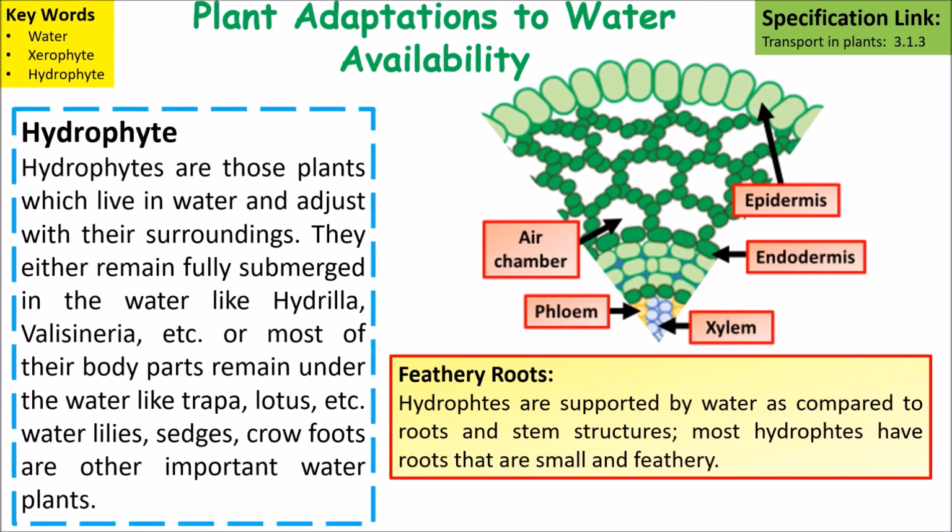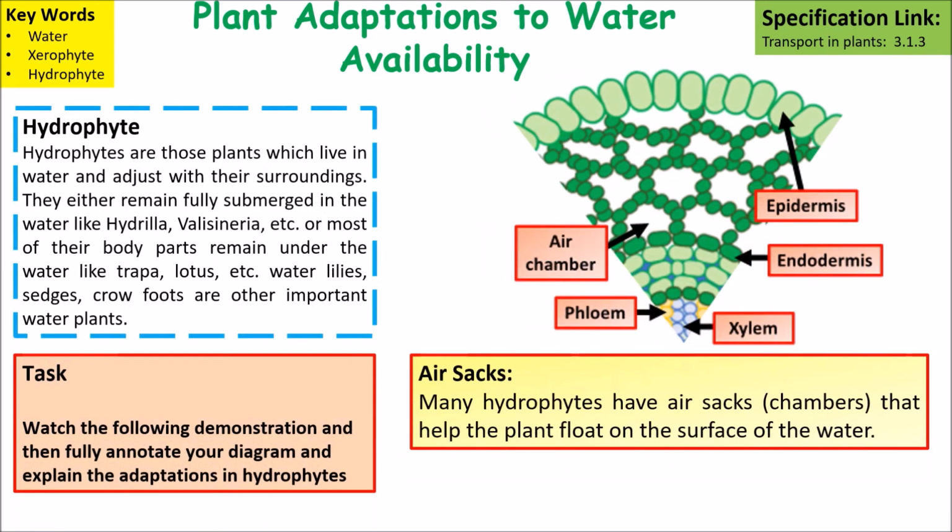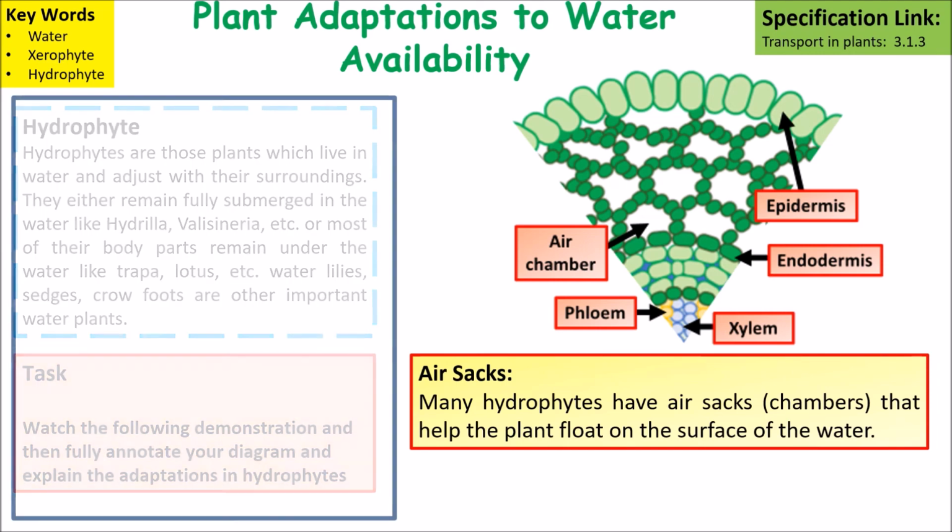They can have feathery roots, so hydrophytes are supported by the water as compared to the roots and the stem structure. Most hydrophytes have roots that are quite small and feathery and extend not all that far into the water. And finally, most of them have air sacs. Many hydrophytes have air sacs or chambers that enable the plant to float on the surface.